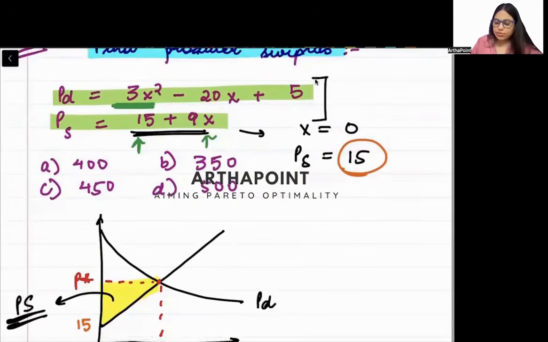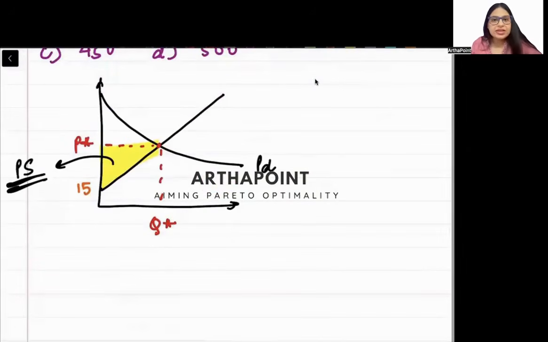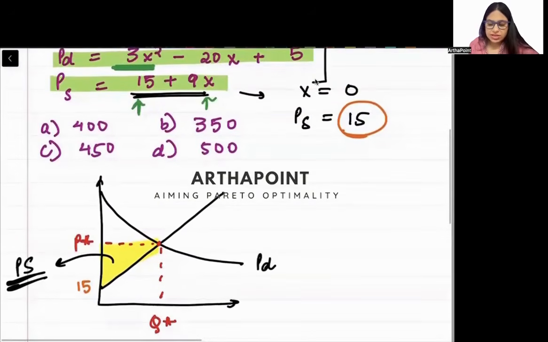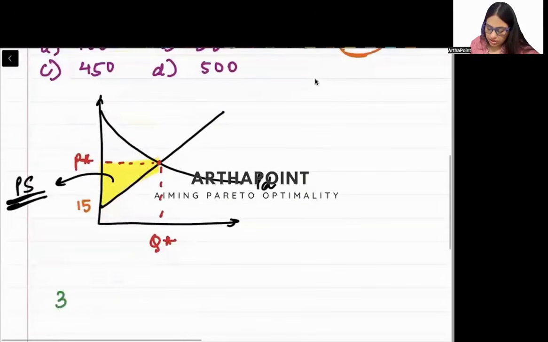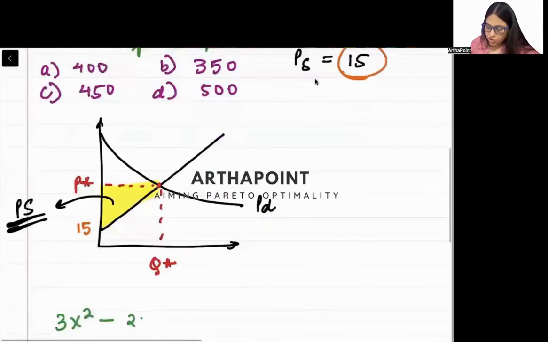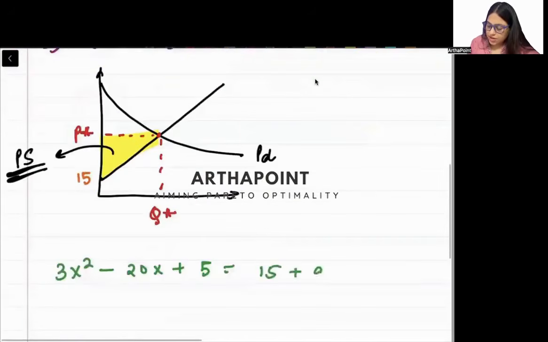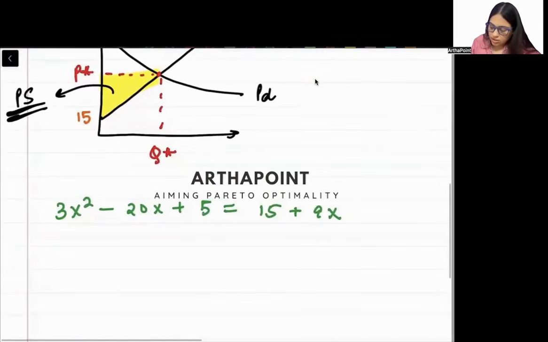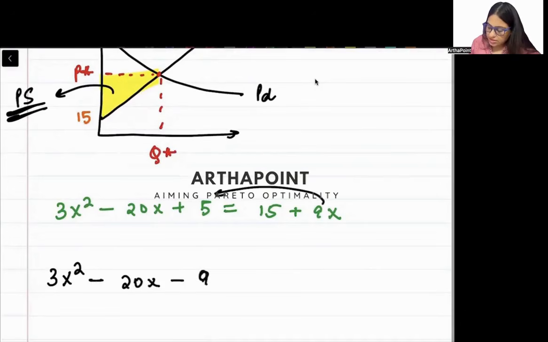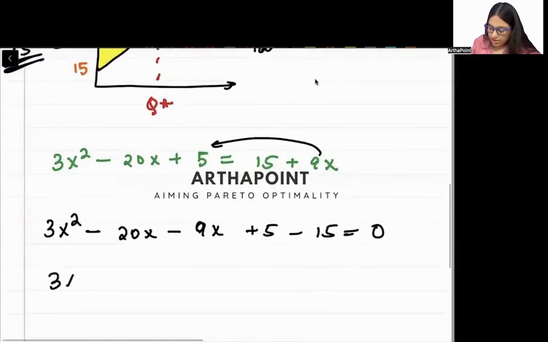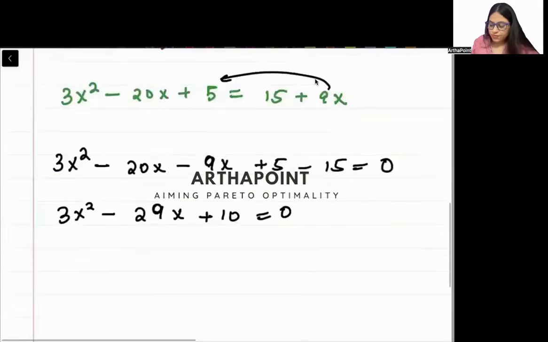So how do we find the equilibrium? Wherever demand is equal to supply. So what I can do is 3x square minus 20x plus 5 is equal to 15 plus 9x. Taking this on the other side, 3x square minus 20x minus 9x plus 5 minus 15 equal to 0. That gives 3x square minus 29x minus 10 equal to 0.